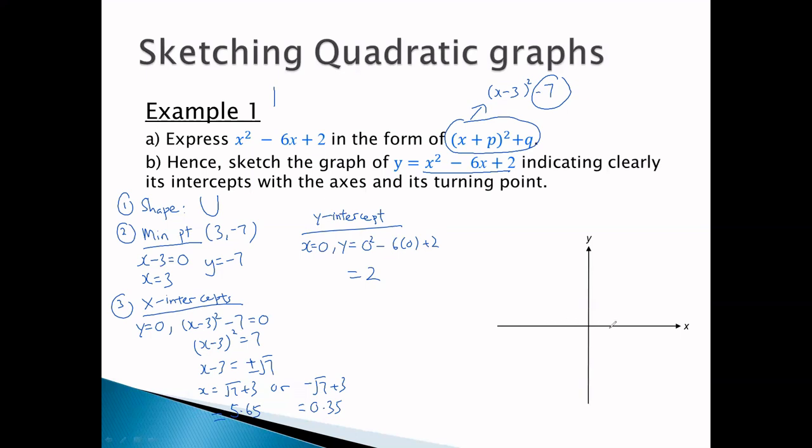I have my x-intercepts, which is 0.35 and 5.65. Notice I'm not really measuring it, it's just a sketch, right? Next, I can put in my y-intercept, which is roughly at 2. And then my turning point, my minimum point, make sure it is in the middle of your two x-intercepts. Okay, now I come down, probably just put it around here, and make sure you label with the coordinates.